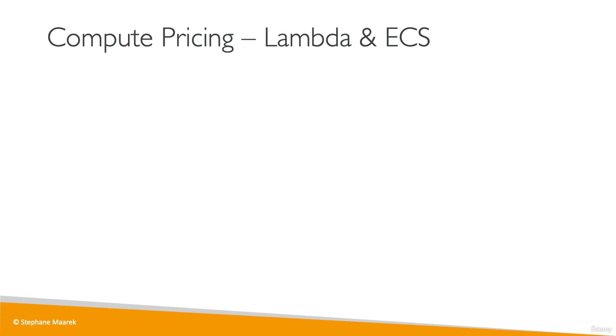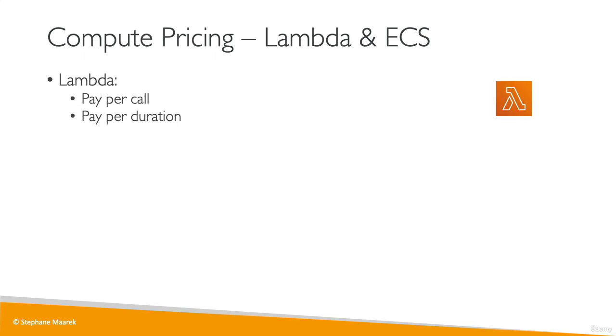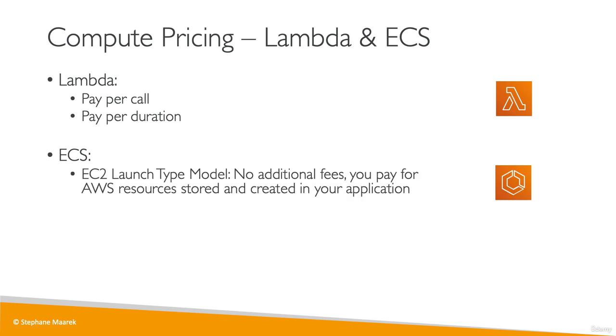Next, we have Lambda and ECS, again in the compute category. So Lambda, you pay per API call, and you pay per duration of your Lambda functions times the amount of RAM that you have assigned for your Lambda function. For ECS, you get an EC2 launch type model. That means that you don't get any fees for using ECS, but anytime you start an EC2 instance underlying your ECS cluster, then you will have to pay for that EC2 instance.